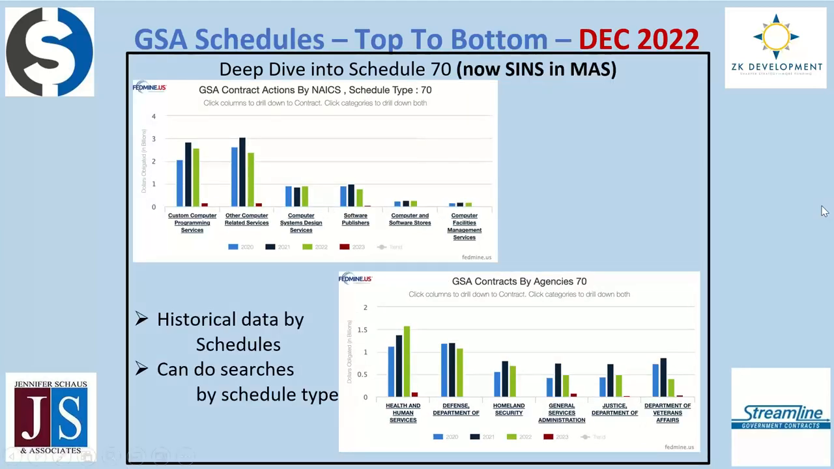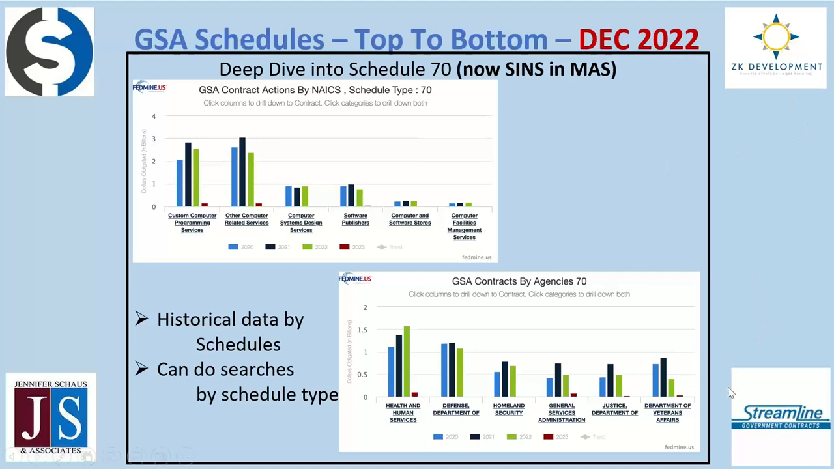That's a deep dive into Schedule 70, which is now since folded into the MAS, but this is all the historical information. And again, it's super interesting, and we all know Schedule 70 was totally IT related, with all custom programming services and codes. In terms of agencies that used to use it, definitely HHS and DoD, but also Homeland, DOJ, and the Department of Veterans Affairs. I like the fact that we can go back in time, especially if you're in the IT industry. You can go back and see what was awarded on Schedule 70 and fine tune your searches to see what could be coming up as you do expiring contract searches. So I think it's nice to have that historical data by schedule as you're getting more into the data piece. Next slide.